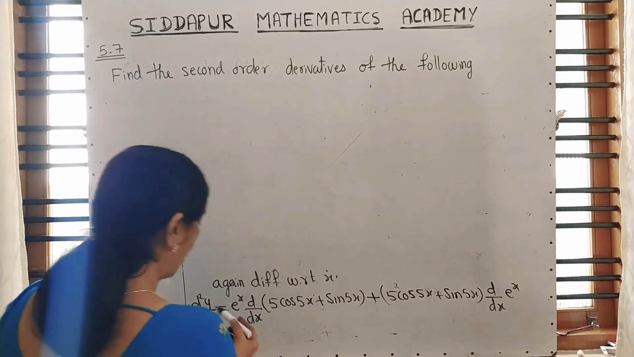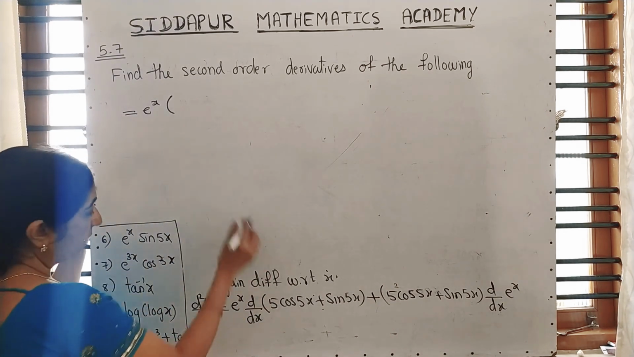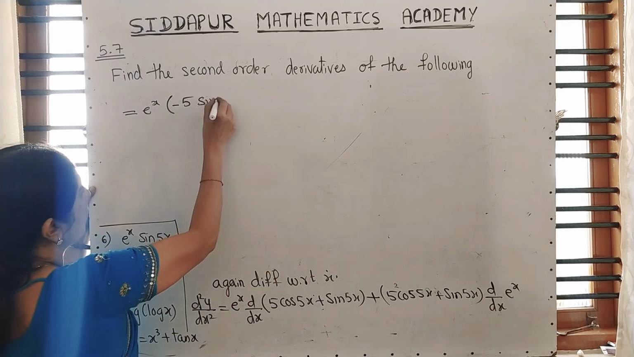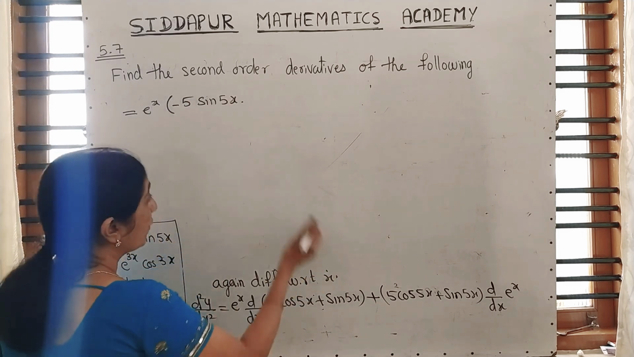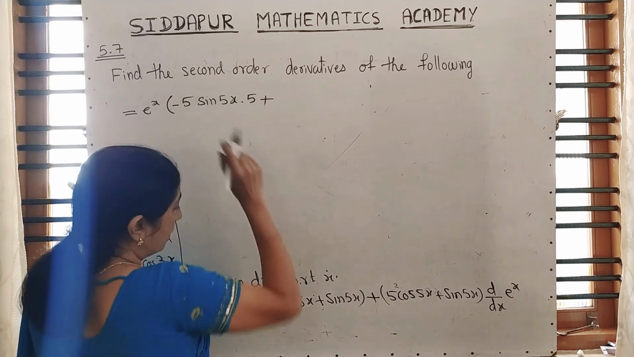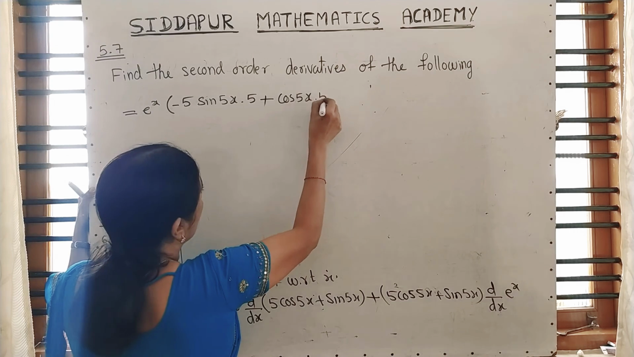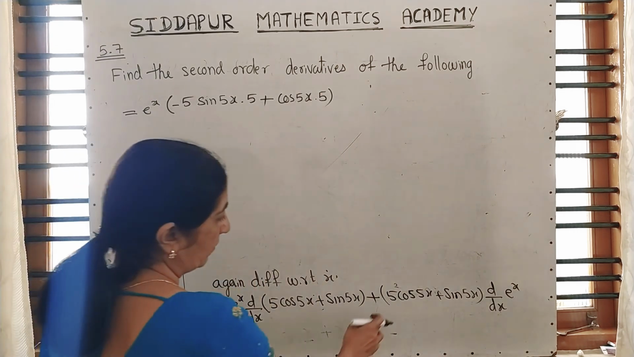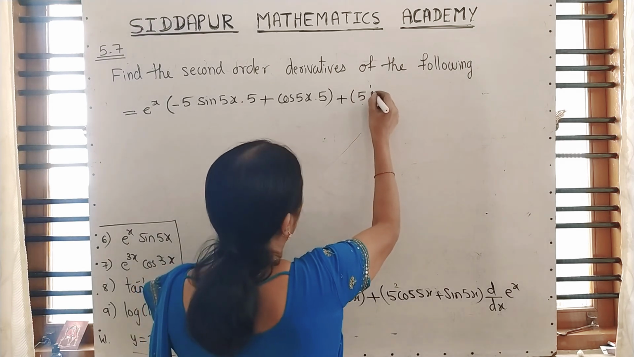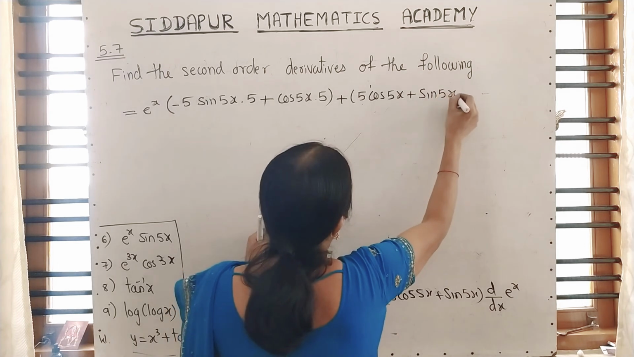The term before differentiation stays as it is in the bracket. Differentiation of cos 5x is minus sin 5x into differentiation of 5x, which is 5. That step I will write directly. Plus sin 5x is cos 5x into differentiation of 5x, which is 5. This is before differentiation, keep as it is. 5 cos 5x plus sin 5x.